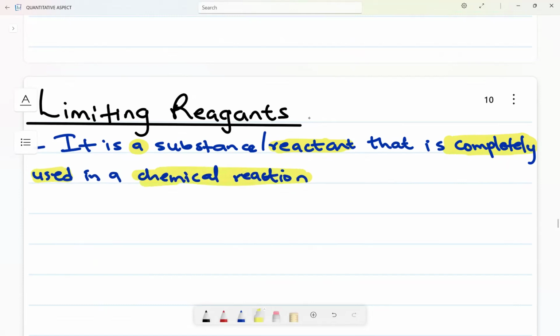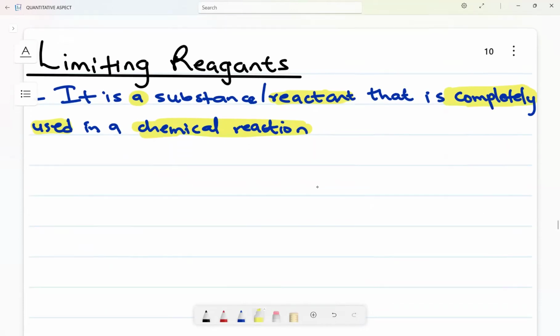The keywords can be limiting reactant or limiting reagent, it's the same thing. So it is a reactant that is completely used in a chemical reaction. It means we will find our limiting reagent among the reactants. This is its definition.